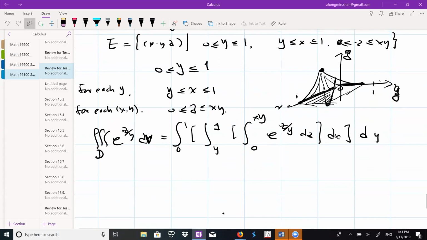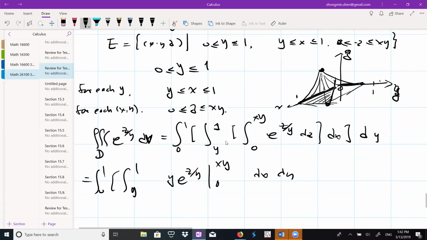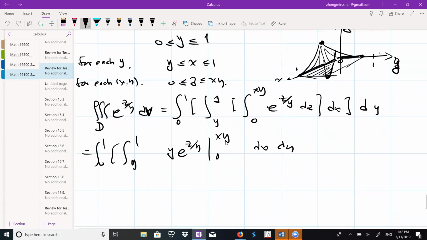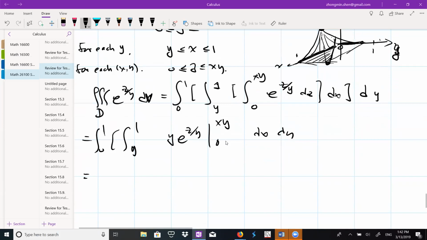All right, so let's evaluate step by step. This is already given. The derivative with respect to this is the integral with respect to z. So the antiderivative will be y e to the z over y. When you differentiate with respect to z, you get e to the z over y. Right? So this is dx dy. Okay? Replace z by xy.